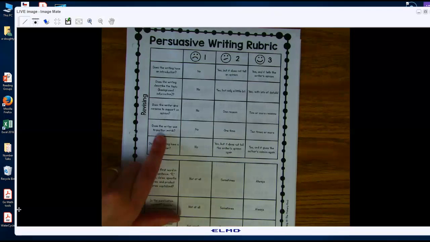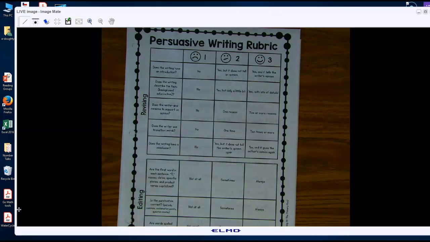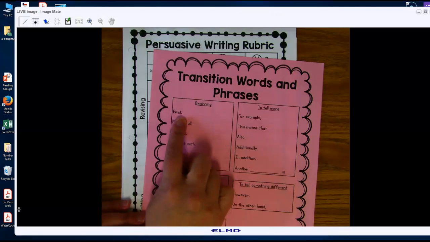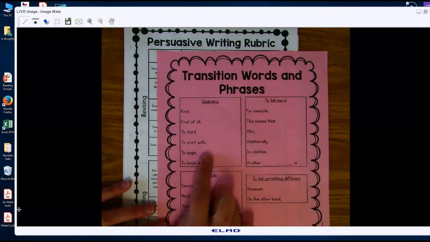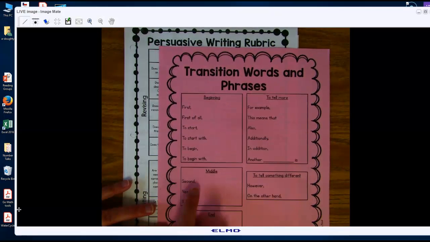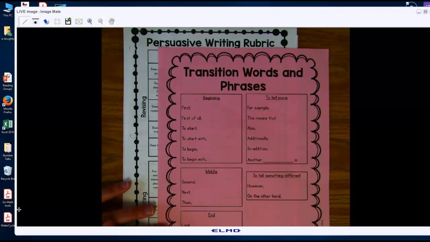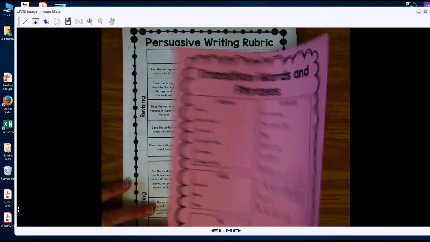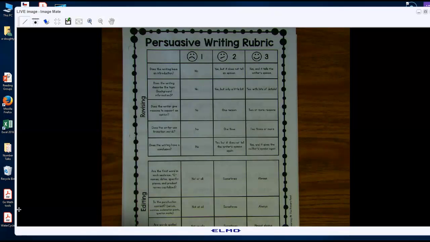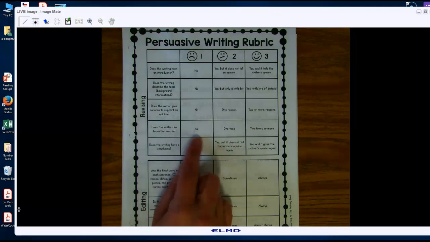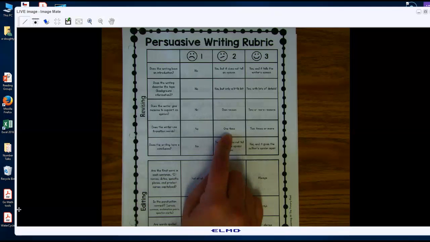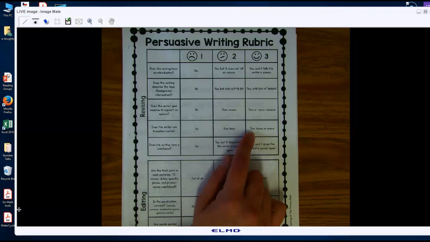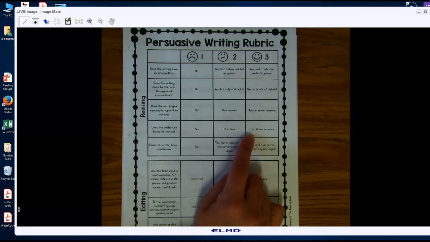Do I use transition words? Those are your words on that pink piece of paper that I gave you. Did you use first for your first reason? Or to start with, or my first reason is? Did you use second or next or then for your next reasons? So for each reason, you need to start with a transition. If you didn't, that's a sad face. If you only used it 1 time, that's an okay face. You should have used it at least 2 times, because if you have 2 reasons, each reason should have a transition word.